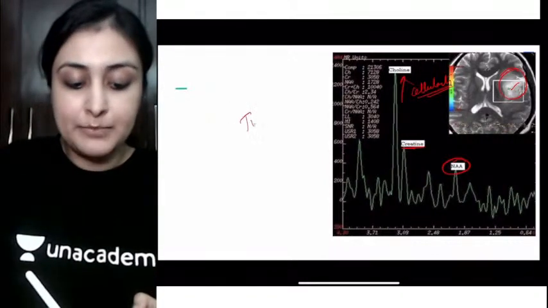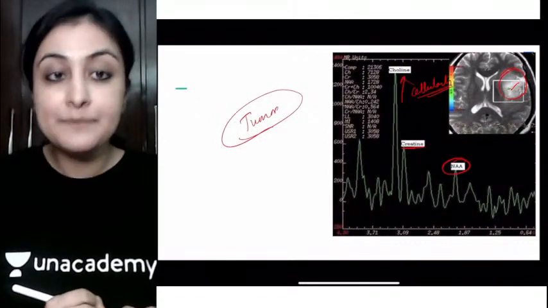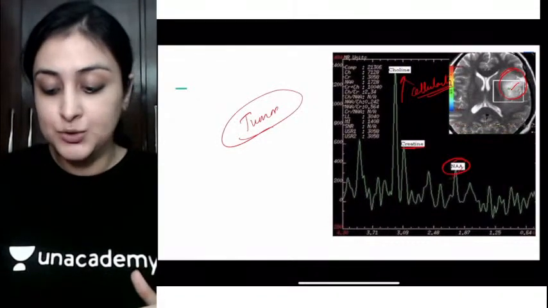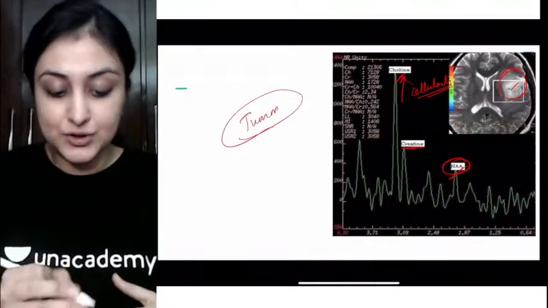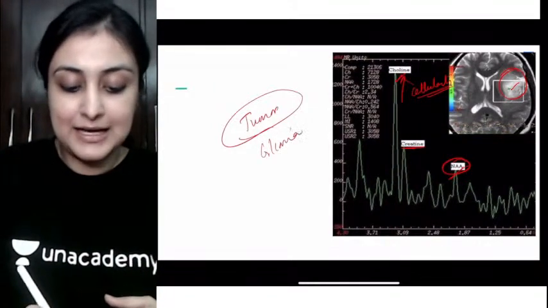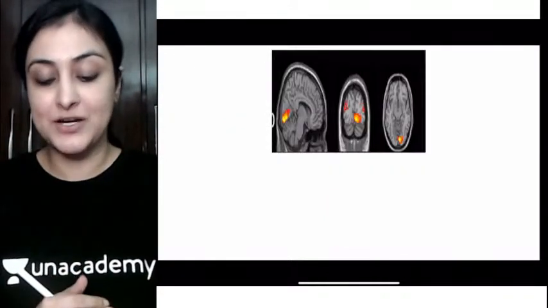So now give me your interpretation of this MR spectrum. Perfect. This is a brain tumor. Can I interpret this safely as a primary brain tumor? Yes, you can, because you are seeing neurons are getting destroyed and there is increased cellularity, isn't it? So this is what we will call, perfectly, a glioma. Okay, so this is about MR spectroscopy.